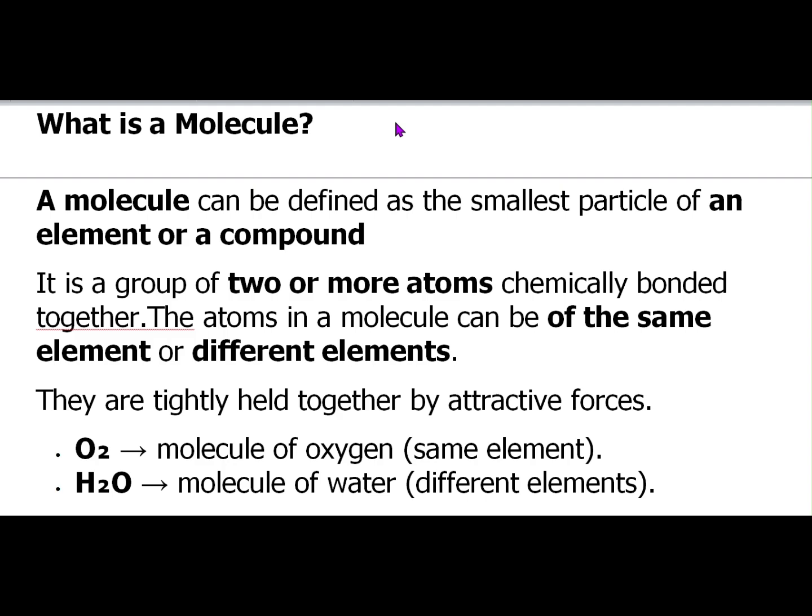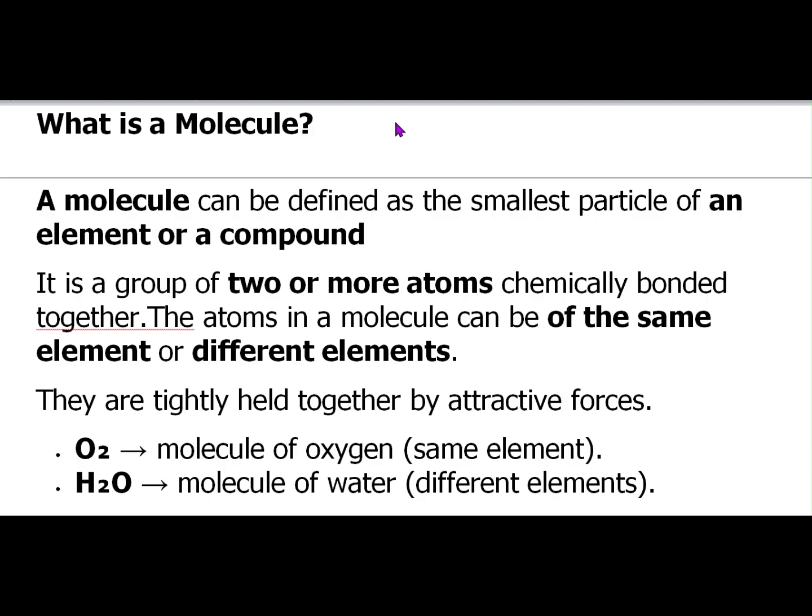What is a molecule? Now we saw the atoms; now we are going to see what a molecule is. A molecule can be defined as the smallest particle of an element or a compound. It is a group of two or more atoms chemically bonded together. The atoms in a molecule can be of the same element or of different elements. They are tightly held together by attractive forces.